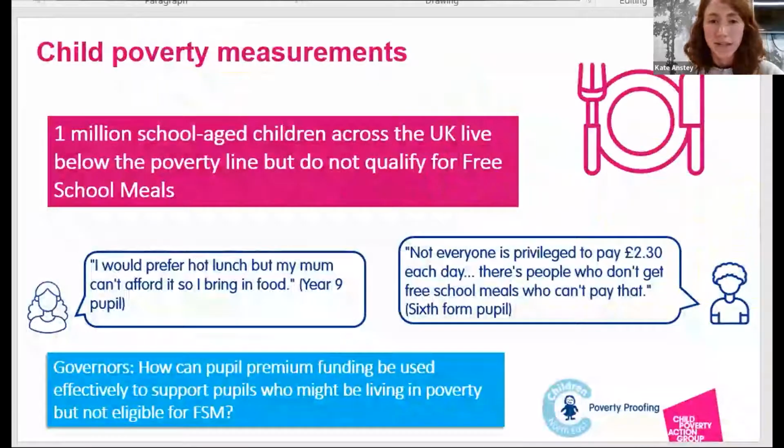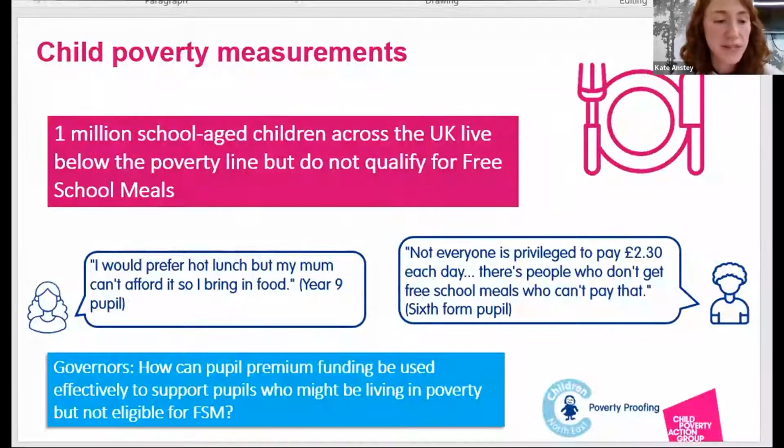I think this has been picked up a bit in the chat already, but this is the idea of how we measure child poverty in schools. How do we work out who our disadvantaged children are? Historically, free school meals has been used as a proxy marker to understand which families might be struggling. But it's becoming more and more clear, as there's more and more in-work poverty, that this is not a good marker, not a good proxy for children that might be struggling.